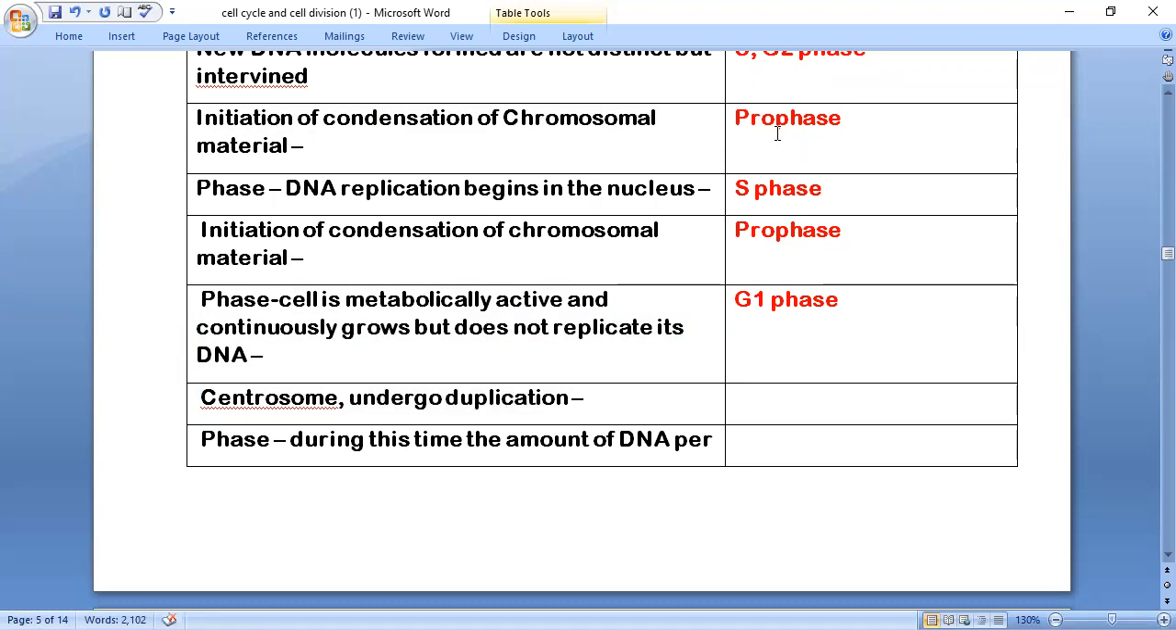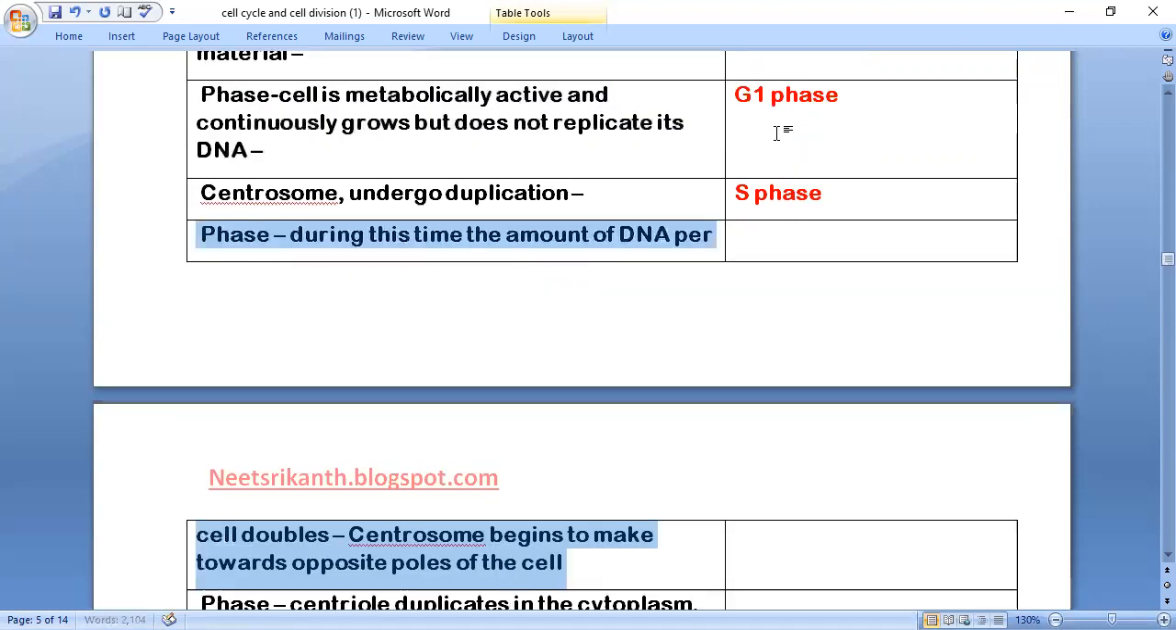Centrosome undergoes duplication: S phase. The phase during which the amount of DNA per cell doubles: S phase. The centrosome begins to move towards opposite poles of the cell: prophase.